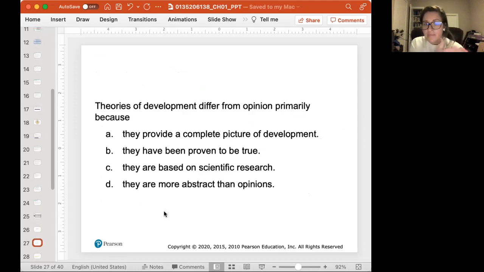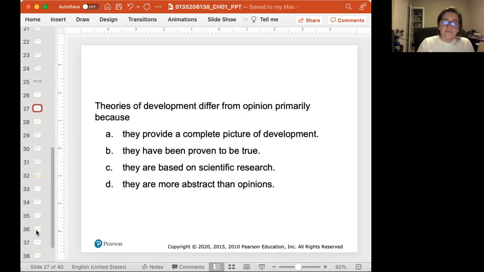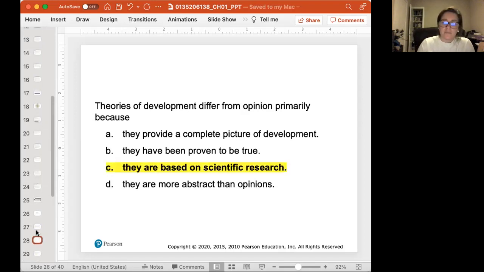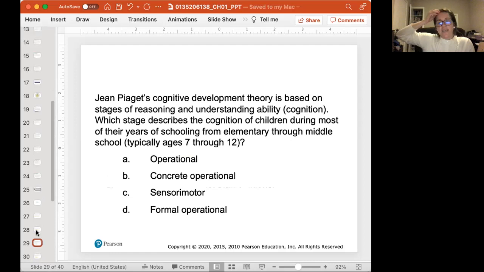So question number 1: theories of development differ from opinion primarily because A, B, C, or D? C, they are based on scientific research. Next question: Jean Piaget's cognitive development theory is based on stages of reasoning and understanding ability, cognition. Which stage describes the cognition of children during most of their years of schooling from elementary through middle school, typically ages 7 through 12? A, B, C, or D?